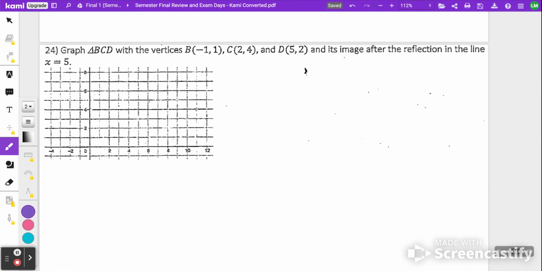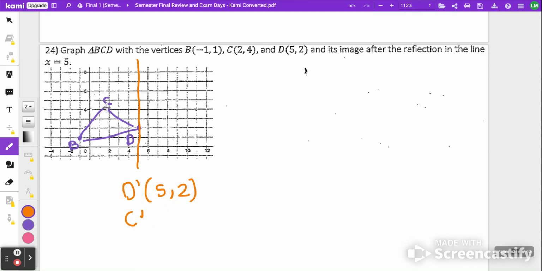The next one, we're going to take this image and reflect it over the x = 5 line. So let's go ahead and put all of our original points down first. So here is B, C, D: -1, 1, 2, 4, and 5, 2. Now what we need to do is find the x = 5 line. So I'm going to highlight that in orange, and D is actually on that line of reflection. So D would not be moving. So D prime would still be the same, 5, 2.